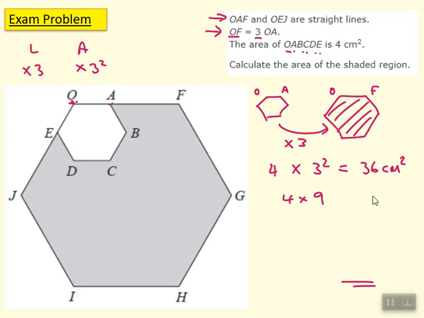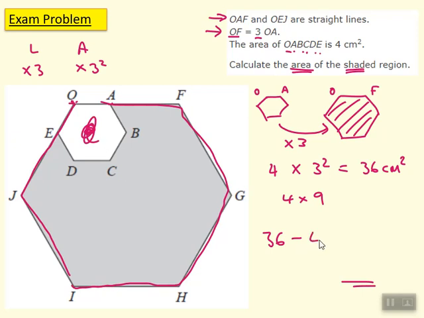But that is not the final answer. The question wants you to work out the area of the shaded region. So this shaded bit. You've just worked out the area of the whole thing is 36. But the area of the shaded bit would be 36 take away the area of this section here. So take away 4. So that's 32 centimeters squared. So that is the actual area of the shaded bit.